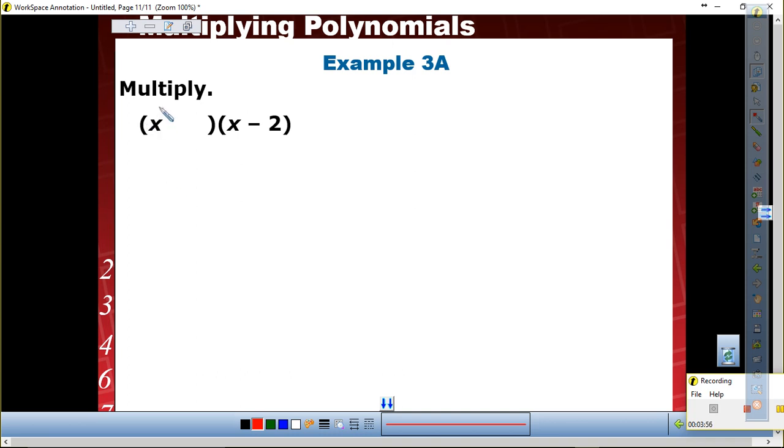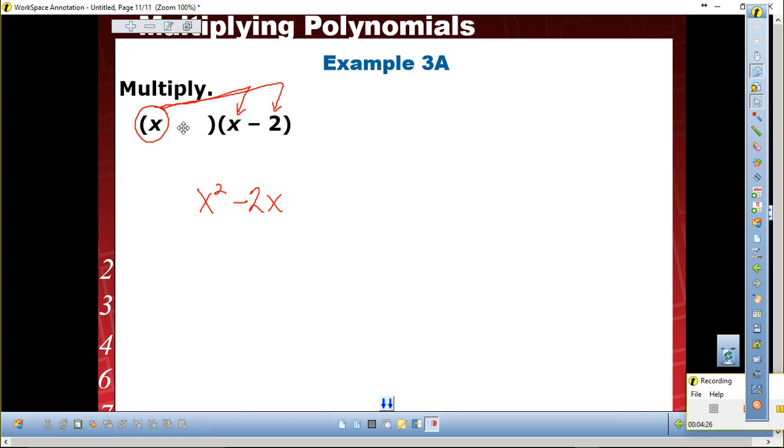So I'm going to circle the x in red, and I'm going to distribute that into each of these terms. So what is x times x? x squared, okay? And you're just paying attention. You're not copying. I'll let you copy at the end. Focus, please. Next, what is x times negative? Is there an x here? No. So x times -2 is -2x. Are we there so far? All right.